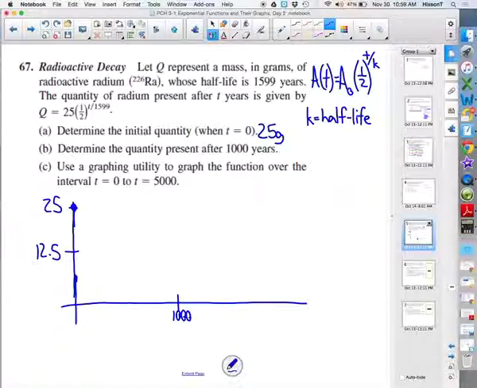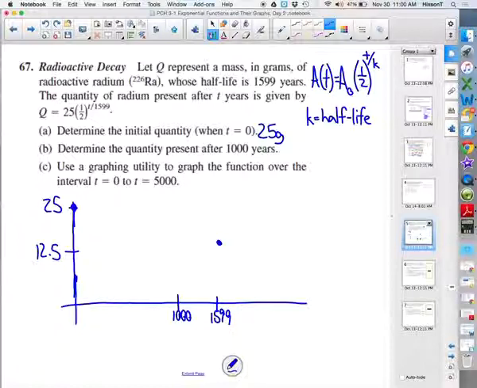After the first year, 799 years. Wait, what? 799 years? No, not after the first year. It'd be after the half-life. So when the time is 1,599, I'm at 12.5. That's what a half-life is. Does that make sense?